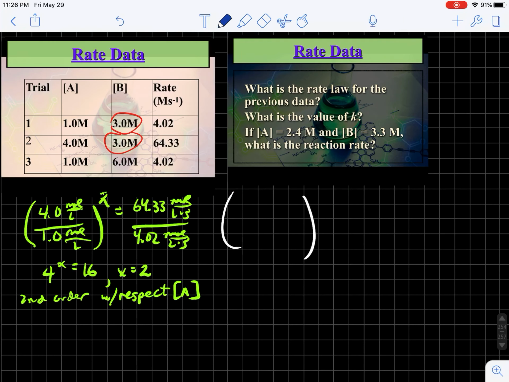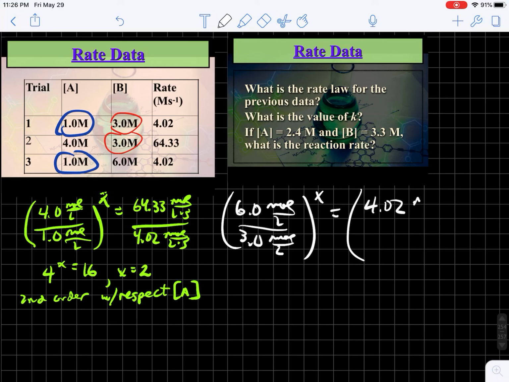And now we'll do the same thing by analogy with B. Now, which data trials? Let's go ahead and select them. All right, A is held constant in trial 1 and in trial 3. So we're going to use the data for B from those trials. So 6 molar over 3 molar, again raised to the X, high rate over low rate.